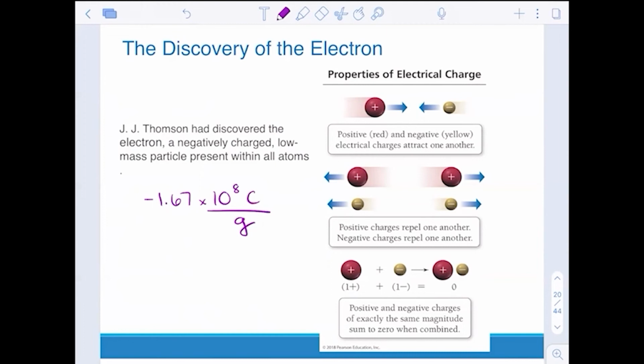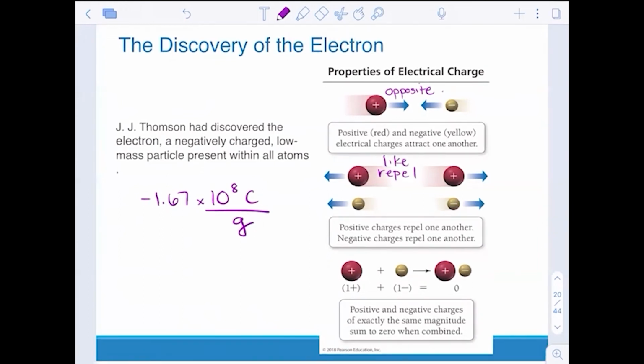Opposites attract. A positive and a negative come together, right? Like charges repel. So two positives put together would repel each other. The arrows go opposite. Say opposites attract. Two electrons, two negatively charged things, repel each other.